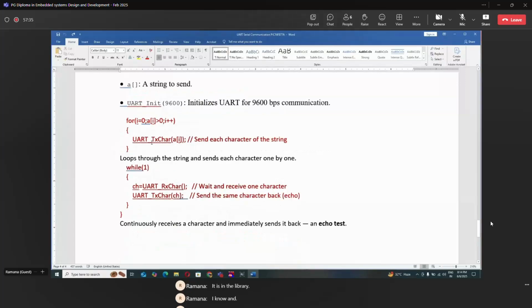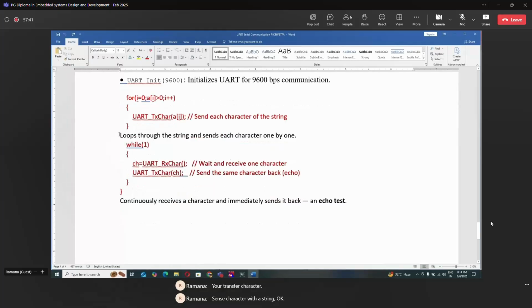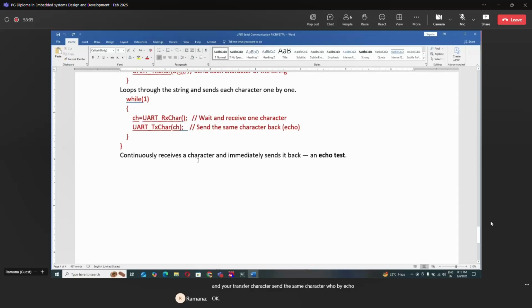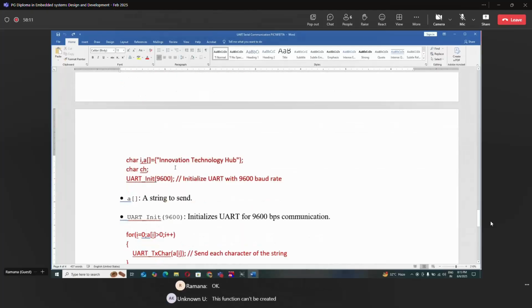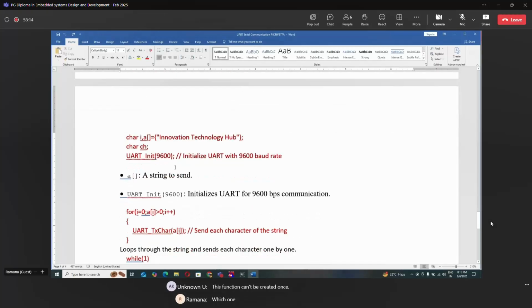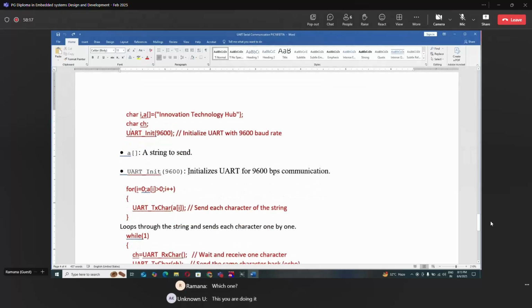UART transmit character sends a character, and the string loop sends it one by one. And the wait-for-character function waits and receives one character, and UART transmit character sends the same character back as an echo. Can't we create this function ourselves, sir? Which one, UART init? Let's create our own UART TX.